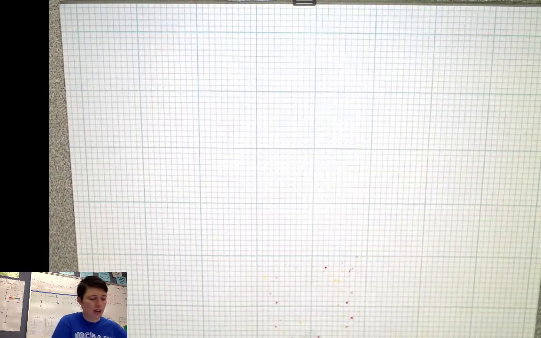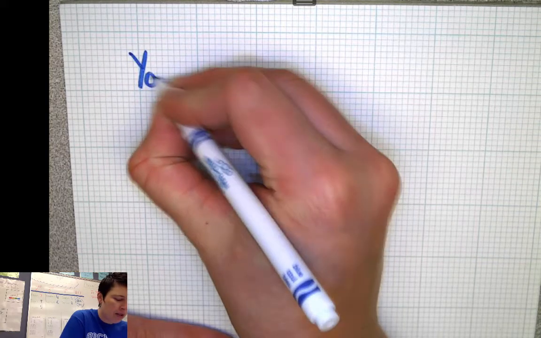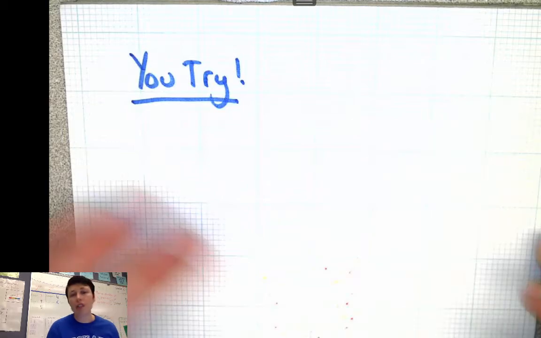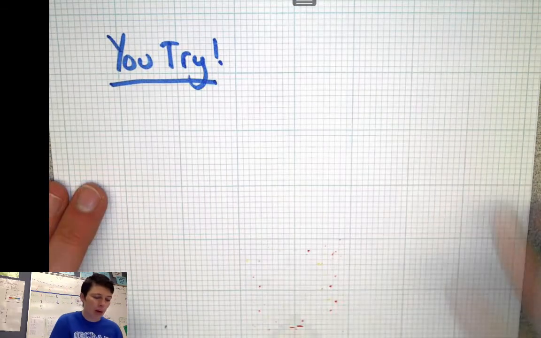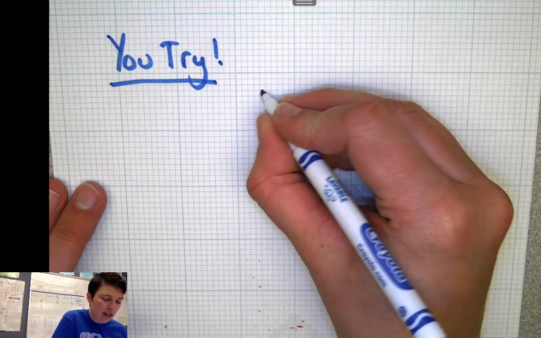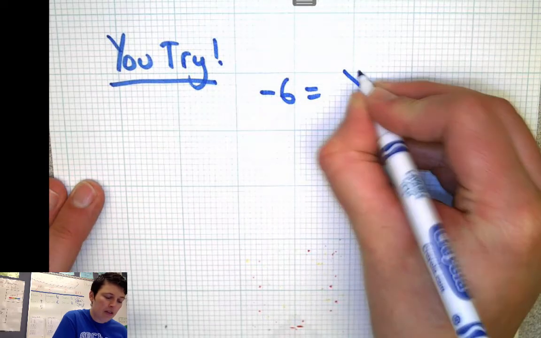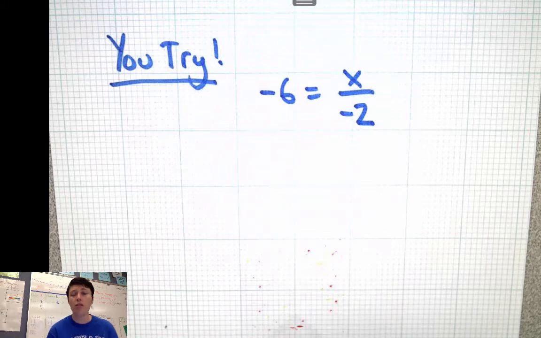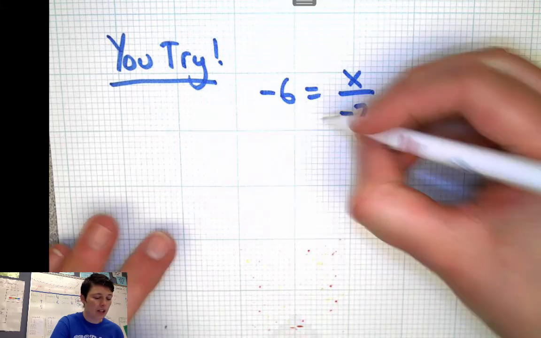And I'm going to really encourage you to pause the video after I write this down, because I want you to try it by yourself first. This is a way of testing yourself. Do you have this down? So here's your problem. I'm going to tell you that -6 equals x over -2. And I'd like you to pause the video, try to solve it, and see if you can get it correct. And when you're ready, unpause. Okay, so you've solved it, you've paused it, you're unpausing now to see if you did it correctly.